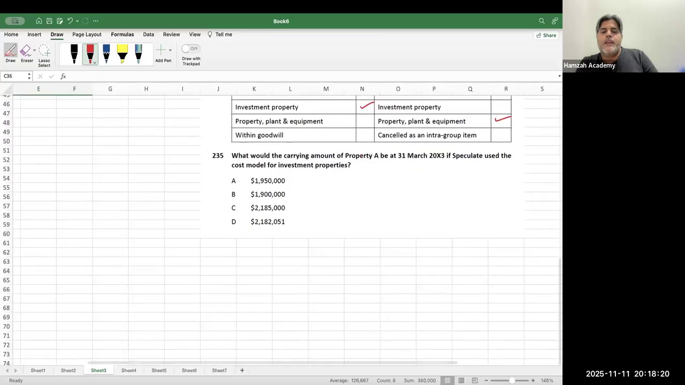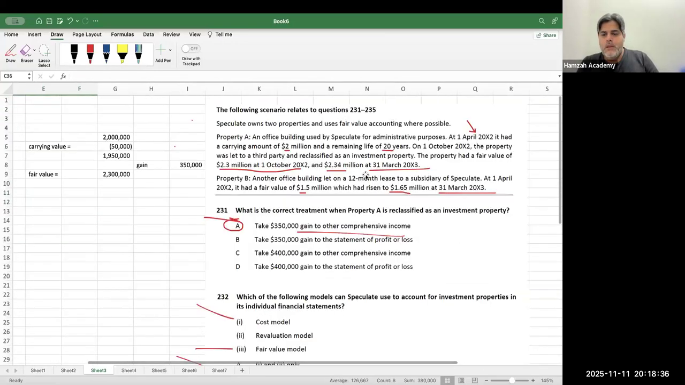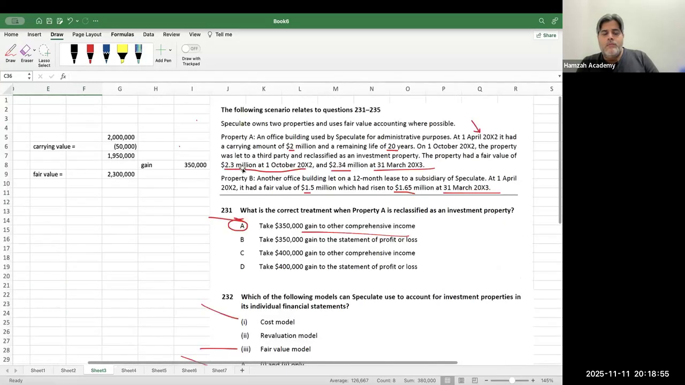And then what would be the carrying amount of property A at 31st March 2028? So if Speculate used the cost model for the investment properties, if it had used the cost model, then at 31st March the property had a fair value at the end. Now the property was converted at 2.3 million over here, right? No, this is the property had a fair value over here, right? But this is the fair value, no? This is the cost model.